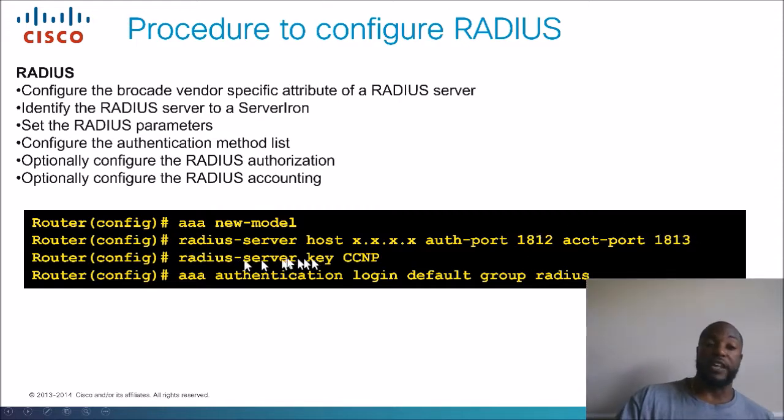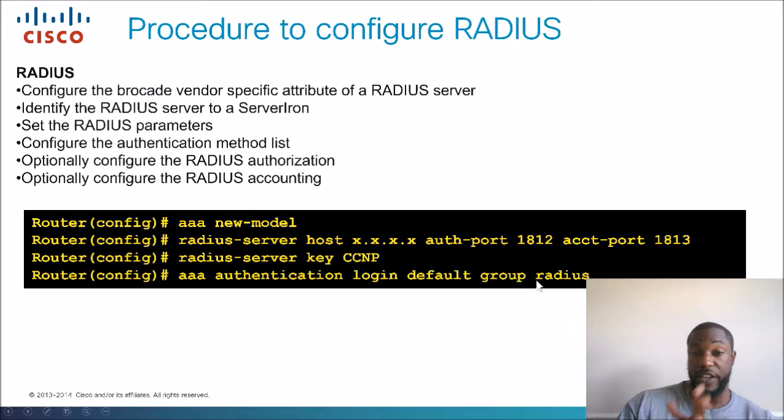Then we do a radius-server key, which is kind of like a password. So radius-server key, and in this case it's CCNP. And then we have to put in AAA authentication login. It doesn't have to be in this specific order. In this example, this is what they did. They're saying the login default group is radius. So for you to log into this device, you need to authenticate to the radius server first. That's just for this example. It doesn't have to be in this specific order. You can do a fallback, which we'll discuss in the next couple slides.